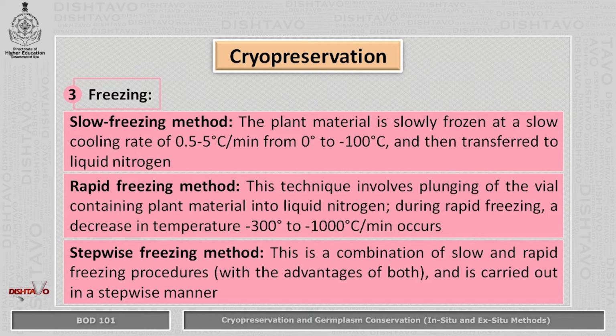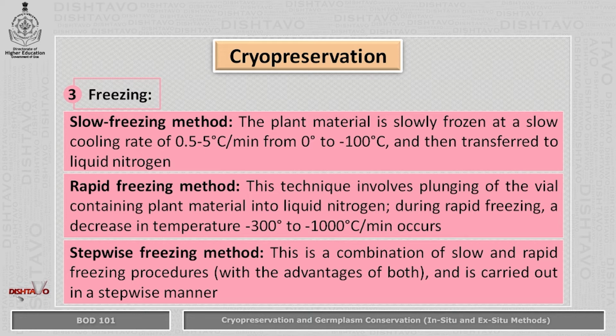Freezing. Slow freezing method. The plant material is slowly frozen at a slow cooling rate of 0.5 to 5 degrees centigrade per minute, from 0 degrees to -100 degrees centigrade, and then transferred to liquid nitrogen. The advantage of the slow freezing method is that some amount of water flows from the cells to the outside. As a result, the plant cells are partially dehydrated and survive better. The slow freezing procedure is successfully used for the cryopreservation of suspension cultures.